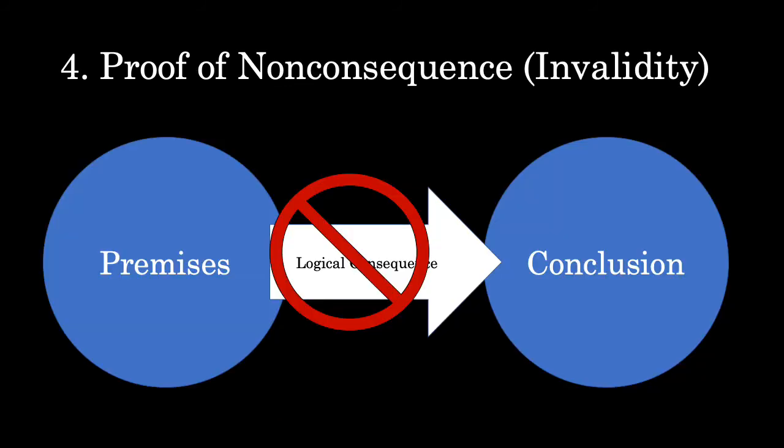So recall, the goal of logic is not just to identify valid arguments, but also to identify invalid arguments. What the textbook calls proofs of non-consequence, which I think is barbarous, so we're going to stick with proofs of invalidity because it sounds better to my ear.